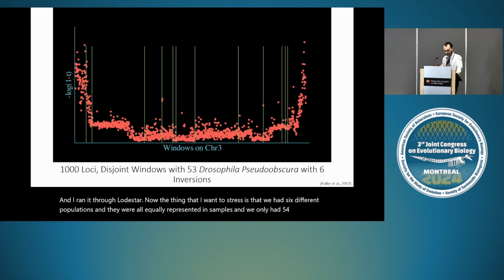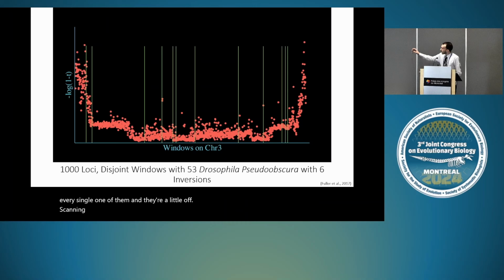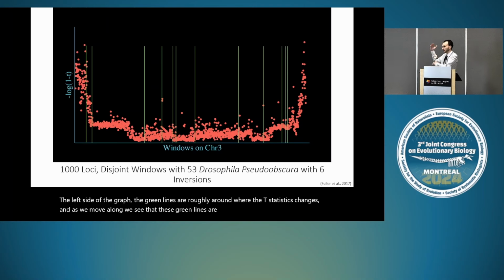But even with these restrictions, in this graph we can see that the green lines actually correspond to the actual breakpoints of the inversions. Even though we're not able to recall every single one of them, and they're a little off, scanning from left to right, the green lines are roughly around where the T statistic changes, and as we move along, we see that these green lines are near the shifts in the T statistic.